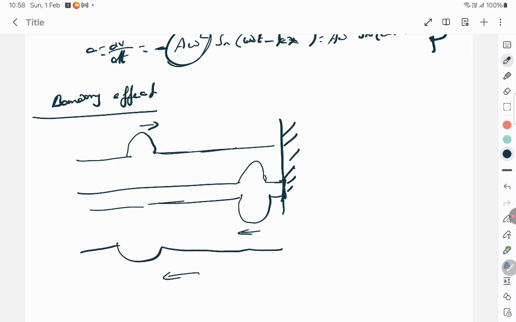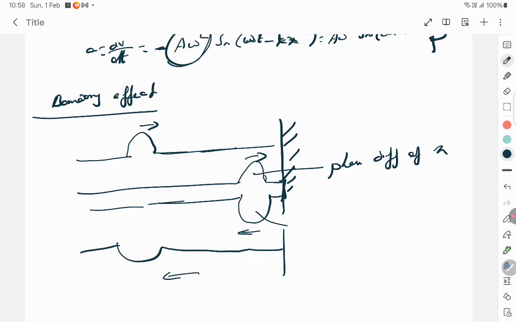This is the returning pulse. This is the onward journey and this is the return journey. There is a phase change. Can you see? It's completely inverted. So there is a phase difference of pi radians when it's hitting a solid boundary.